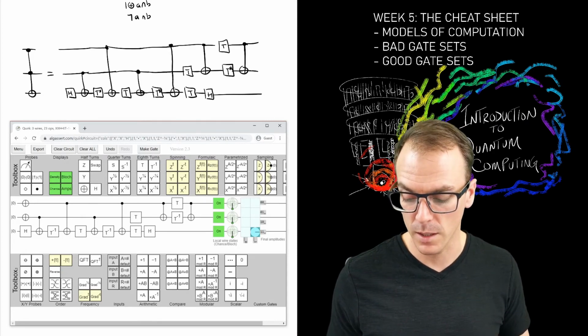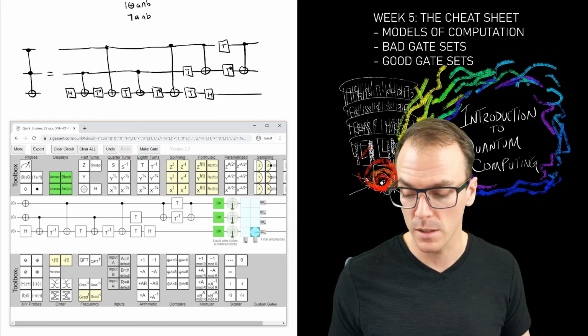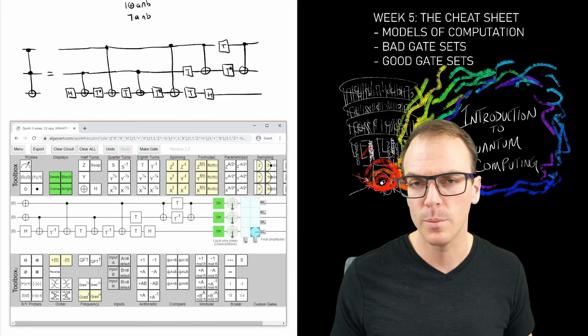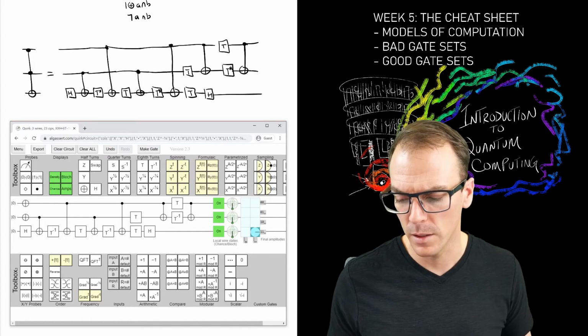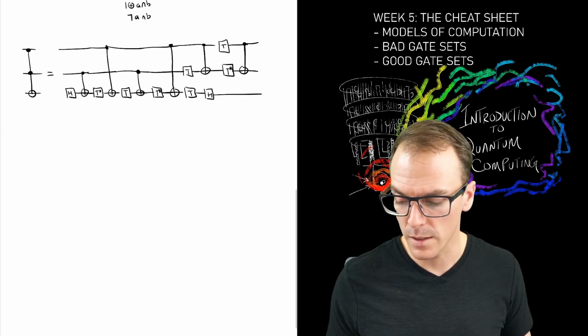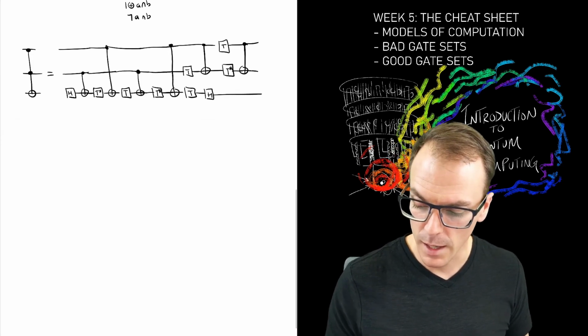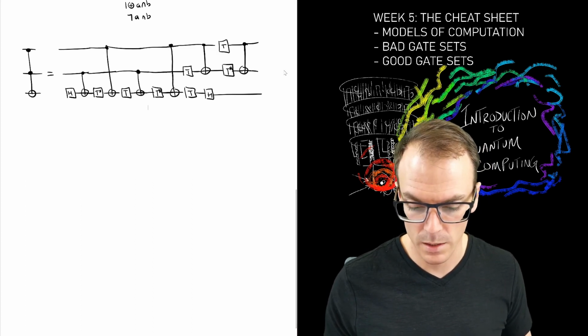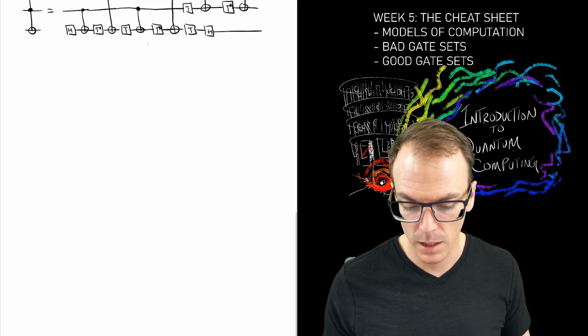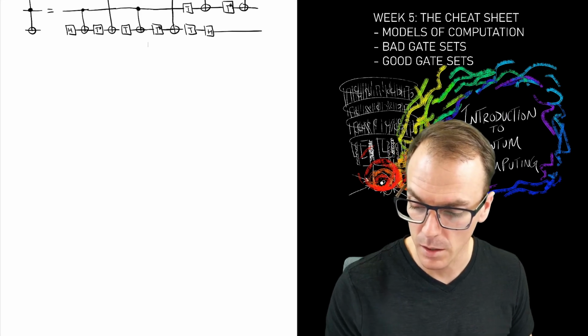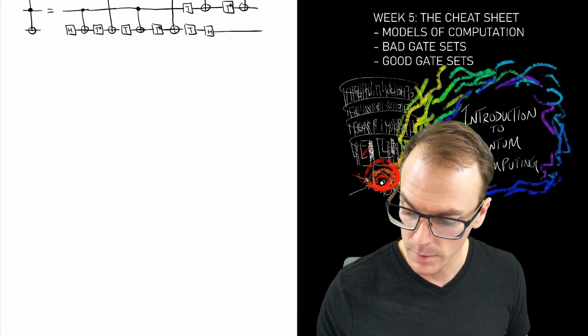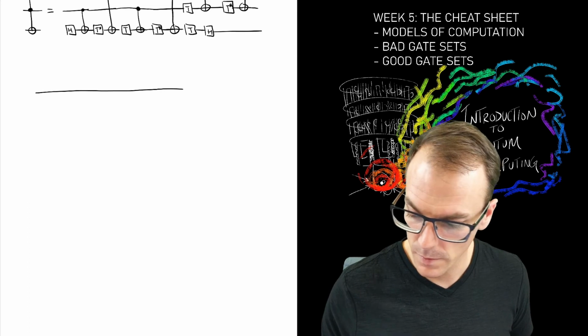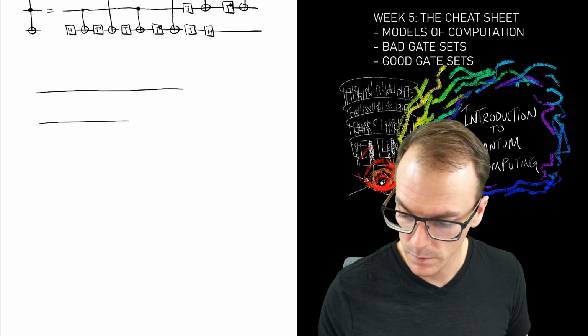These are things that produce these relative phases, and in particular the pi over 4 phase that's coming up. And the reason is we can see by looking at this gate here. So let's look at this one here.